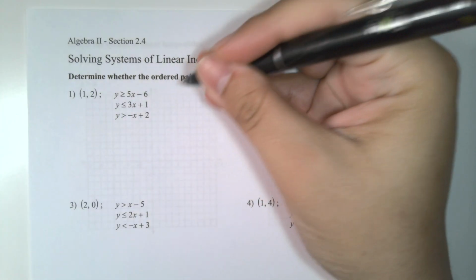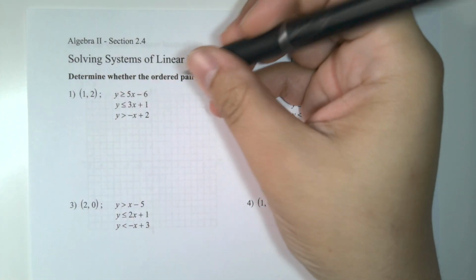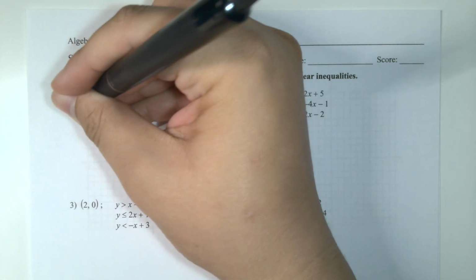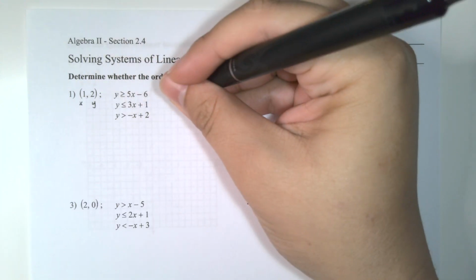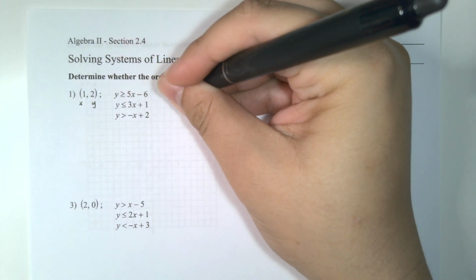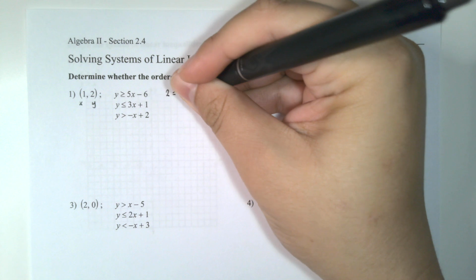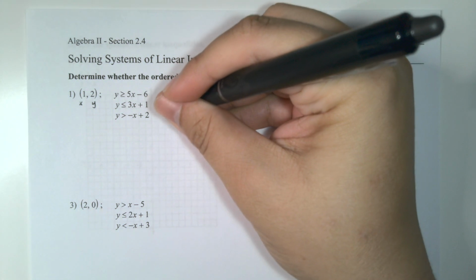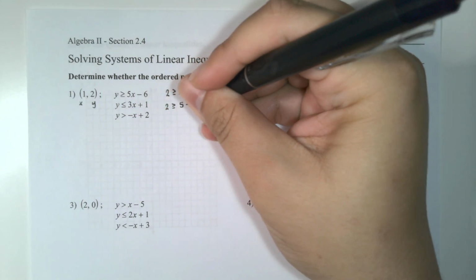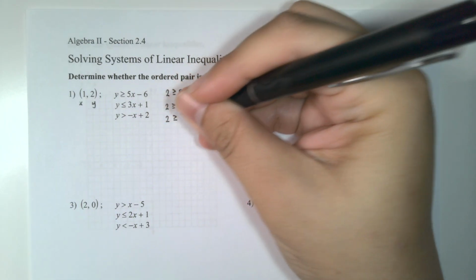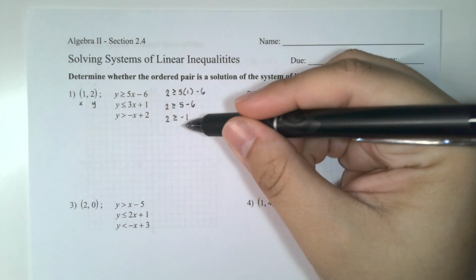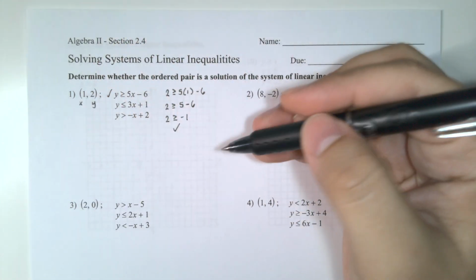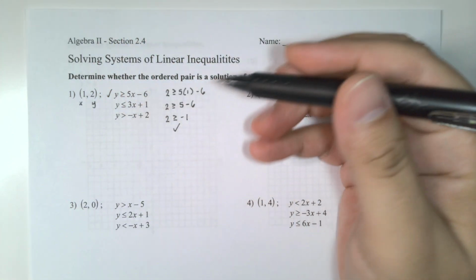If I start with the first inequality, we have y greater than or equal to 5x minus 6. Let's swap in, this is our x, this is our y. Let's see if this is true. We have 2 is greater than or equal to 5 times 1, and then minus 6. So 2 is greater than or equal to 5 minus 6, which means that 2 is greater than or equal to negative 1. And 2 is greater than or equal to negative 1, so that one checks out. But now we have to check the other two.